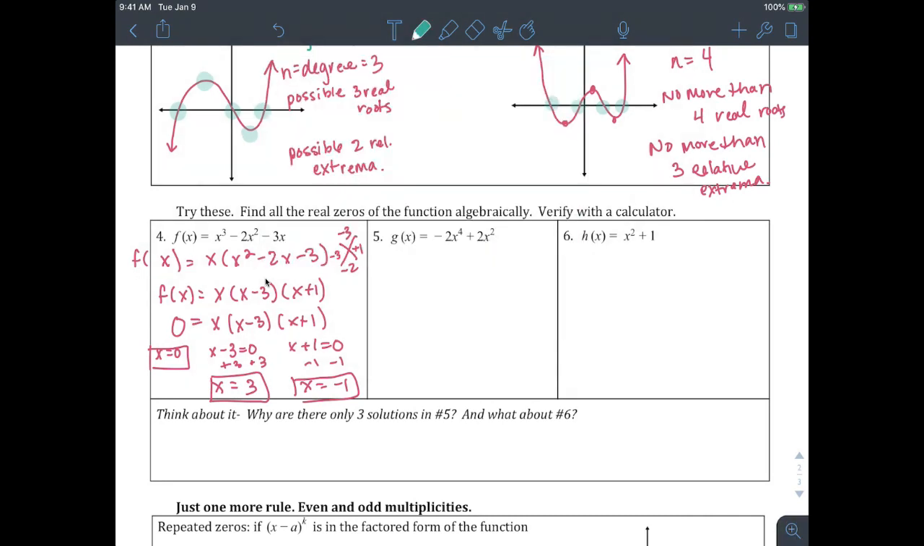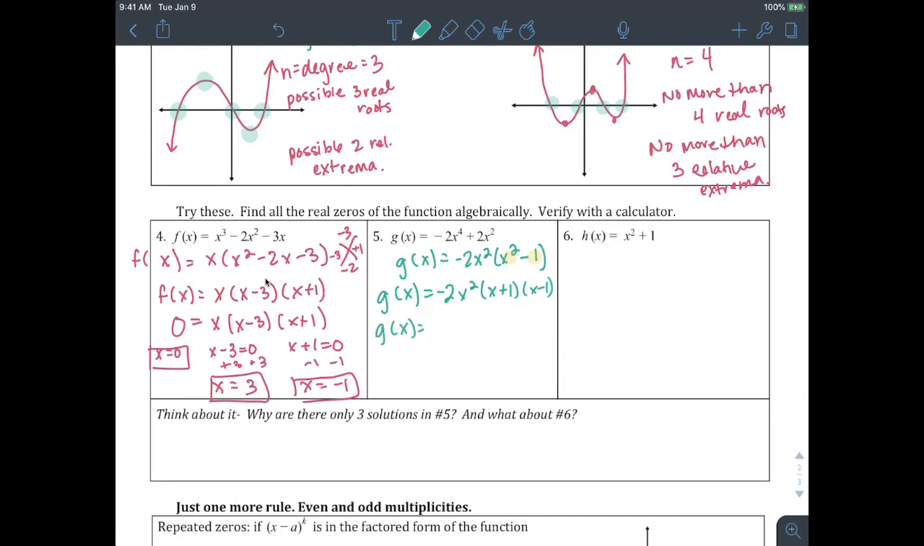Next, g of x. I'm going to factor out a negative 2x squared, and I'm left with an x squared minus 1. That looks like a difference of squares. The first value is squared, the second value is squared. My first value is a perfect square, my second value is a perfect square, and they are separated by a minus. So I can use my difference of squares factoring, which is x plus 1 times x minus 1.